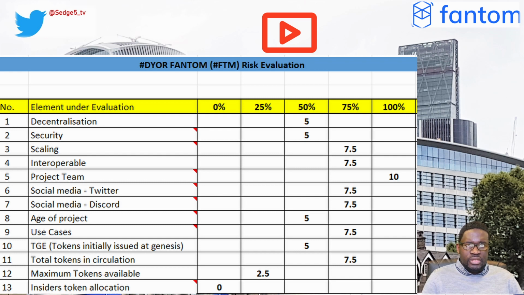Insider token allocation, as we have already intimated, is way above our threshold. Therefore, we are going to issue 0 points out of 10 under this element.